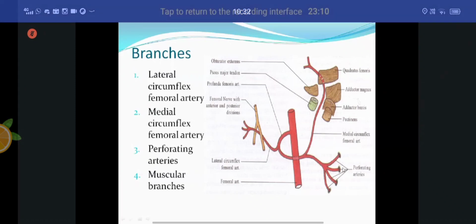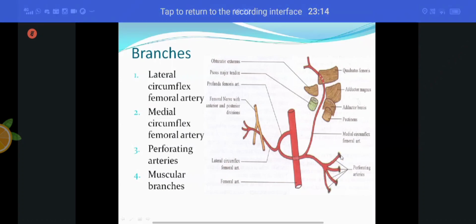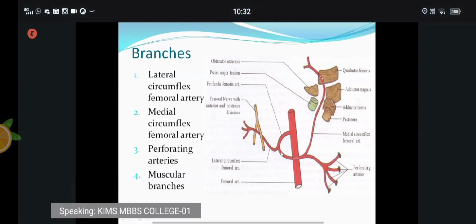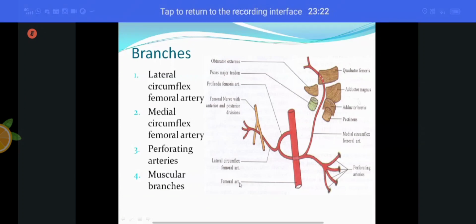Right. So there are 4 branches. This branch is what? The perforating artery. So what are the branches? The lateral circumflex, the medial circumflex, the perforating branches, and the muscular branches.